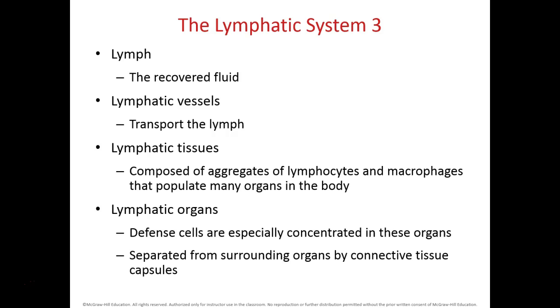There are different lymphatic tissues that are composed of aggregates of lymphocytes and macrophages, which are those white blood cells that we talked about when we talked about the blood. And some basically stay in the organs of the body to surveil, to make sure that everything's going okay. And then lymphatic organs are where these defense cells are concentrated. We'll talk about what those are and how they work as well. And they're separated by connective tissue or capsules.